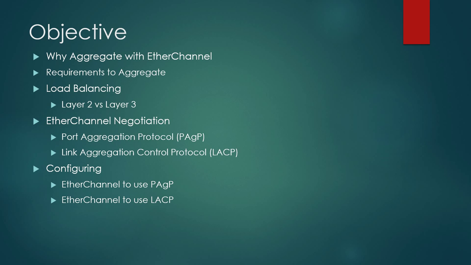So the objectives of this video, as I said, are to go over EtherChannel and its setup. Areas we're going to cover are why you would want to aggregate with EtherChannel, the requirements to aggregate links together to form an EtherChannel, load balancing, and the different options you might have with layer 2 and layer 3 devices, EtherChannel negotiation protocols such as Port Aggregation Protocol, the Cisco proprietary protocol, or Link Aggregation Control Protocol, which is an IEEE standard. And then we'll go over the configuration of EtherChannel using Port Aggregation Protocol and Link Aggregation Control Protocol.